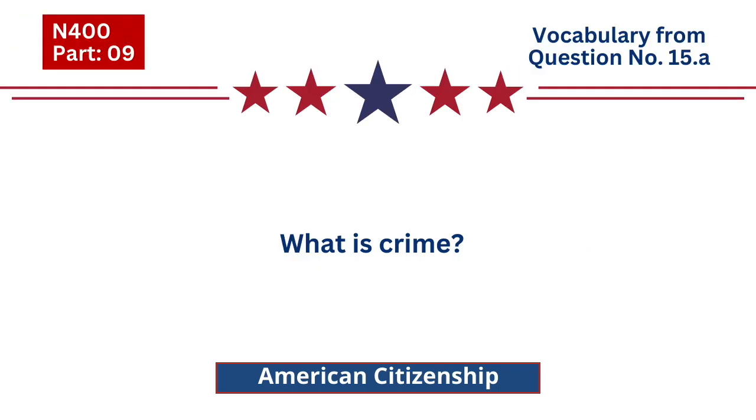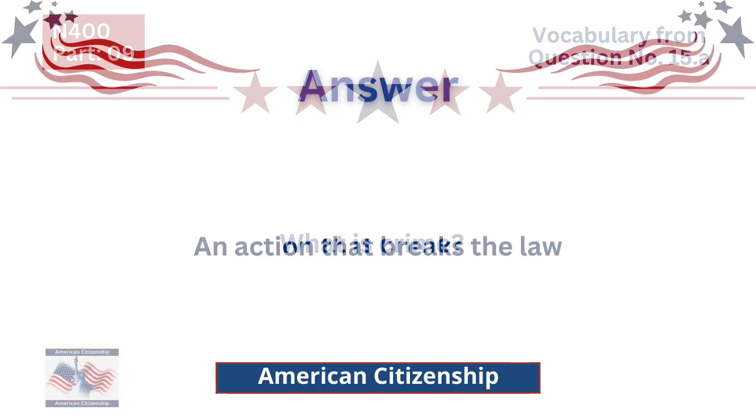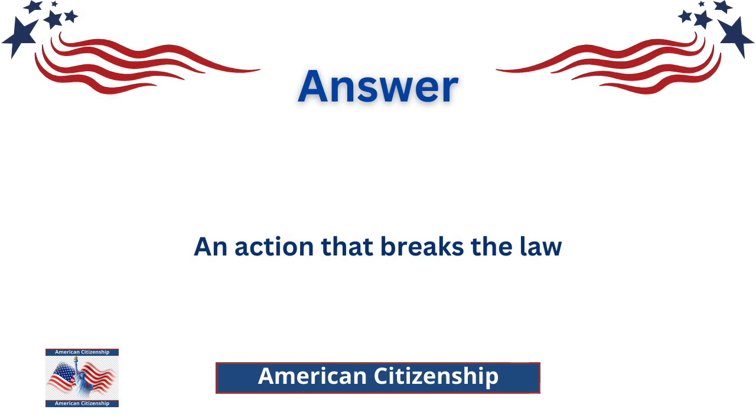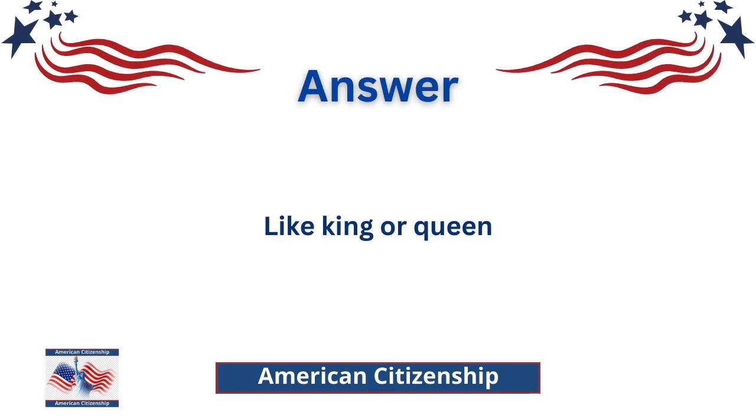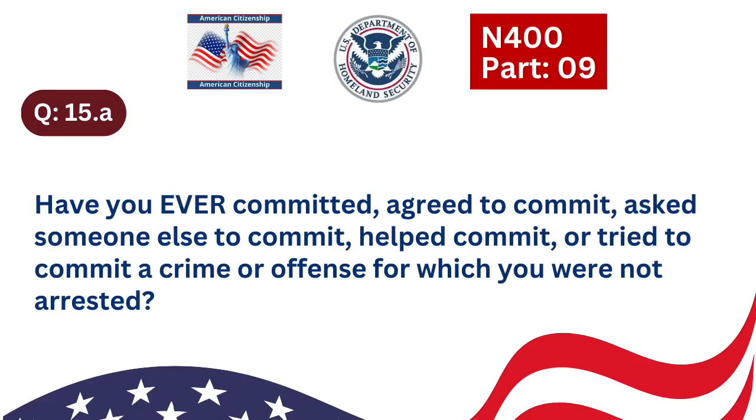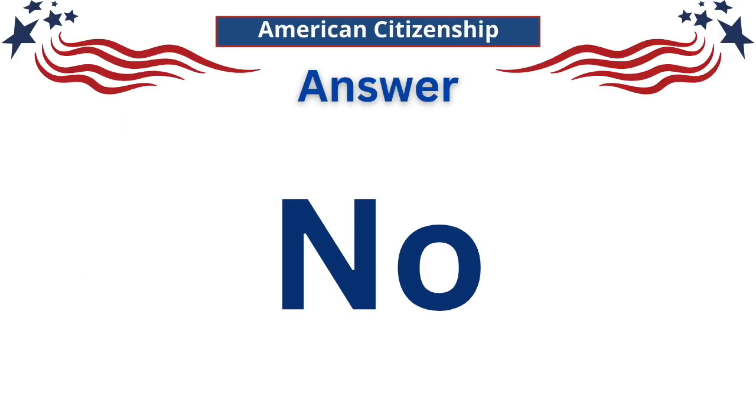What is crime? An action that breaks the law. What is order of nobility? Like king or queen. Have you ever committed, agreed to commit, asked someone else to commit, helped commit, or tried to commit a crime or offense for which you were not arrested? No.